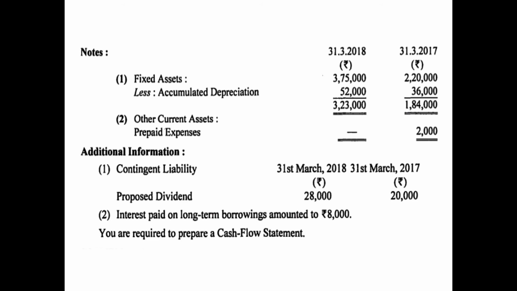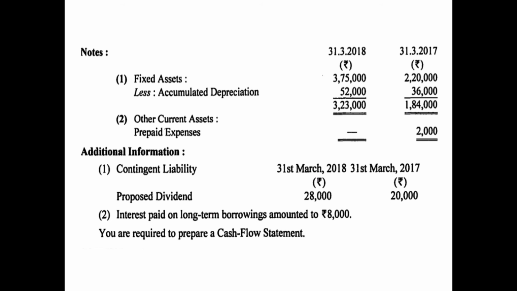Then note number 2 was regarding the other current assets, prepaid expenses. So you can see last year there was a prepaid expense of 2,000, but current year there is no prepaid expense. That means it is a decrease in current asset, and this decrease in current asset will be added to the operating profit before working capital changes.